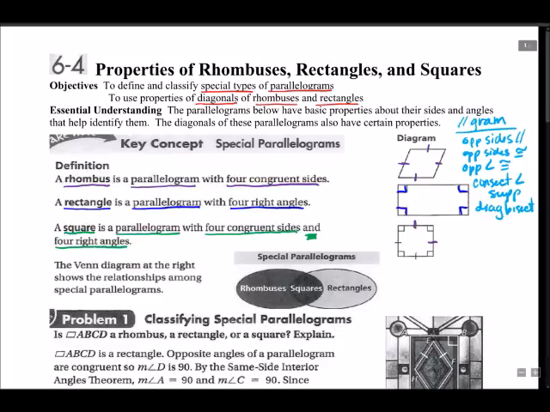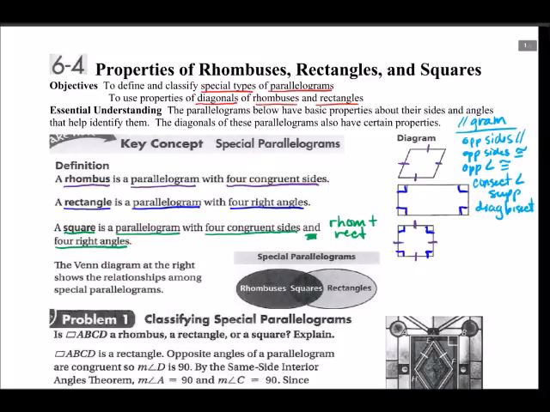So what do you notice about our square here? It's got 4 congruent sides and 4 congruent angles. A square is a rhombus plus a rectangle. It has properties of both. So a square is a rhombus. Not all rhombuses are squares, but all squares are rhombuses. A square is a rectangle. And again, not all rectangles are squares, but all squares are rectangles.